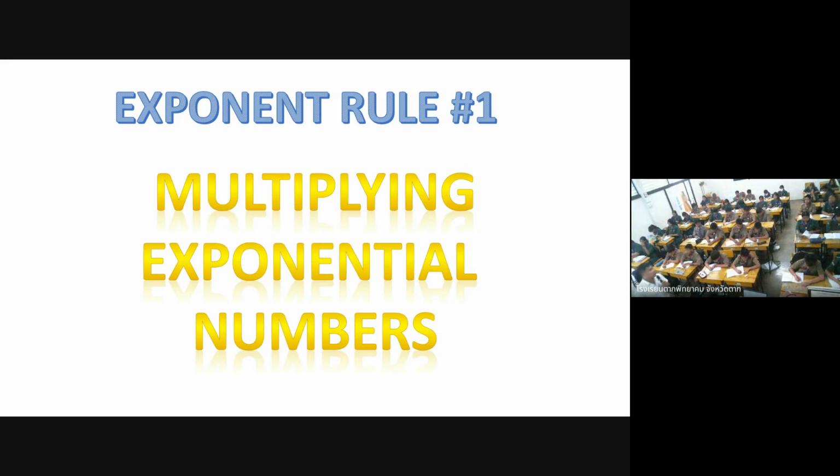Okay, again, exponent rule number 1 is about multiplying exponential number. What is multiply? What does it mean? Multiply means คูณ. How about exponential number? So we're going to multiply exponential number. And there is actually a rule in multiplying exponential number.